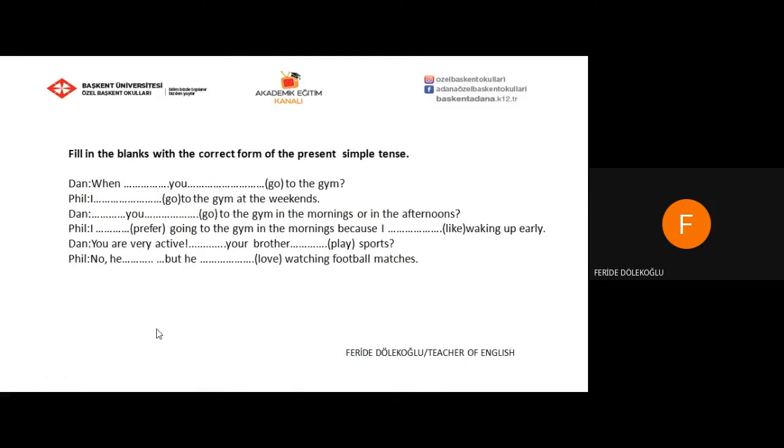Okay, now we will fill in the blanks with the correct form of the present simple tense. We will start with a question. When do you go to the gym? I go to the gym at the weekends. Do you go to the gym in the mornings or in the afternoons? I prefer going to the gym in the mornings because I like waking up early. Prefer and like are non-continuous words. You're very active. Does your brother play sports? No, he doesn't, but he loves watching football matches.